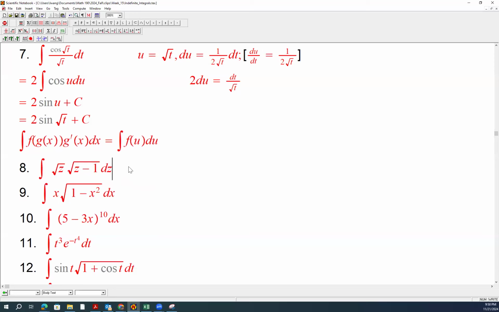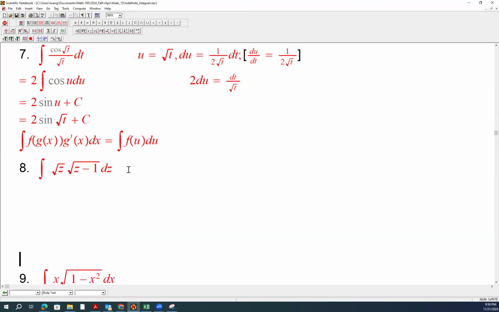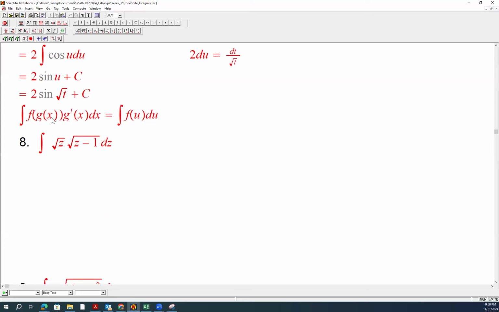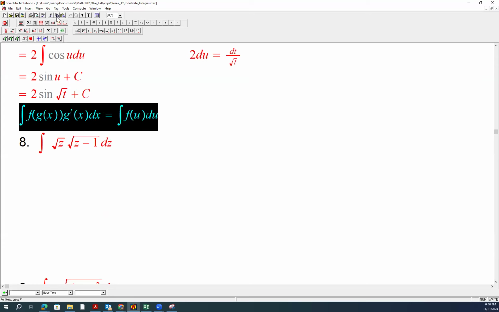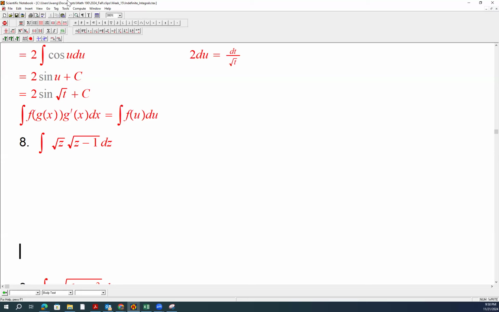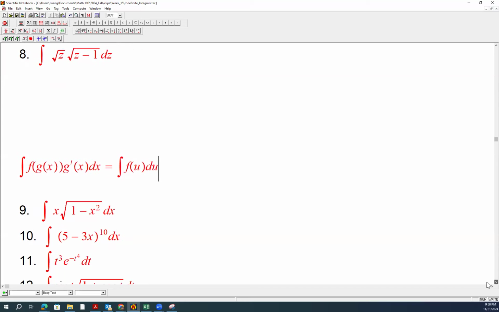All right, so we're going to see some other examples. The question gets a little bit harder. So let's look at question number 8. How are we going to introduce the u? Feel free to experiment on your scratch paper. If it works, it works. If it doesn't work, try something else.